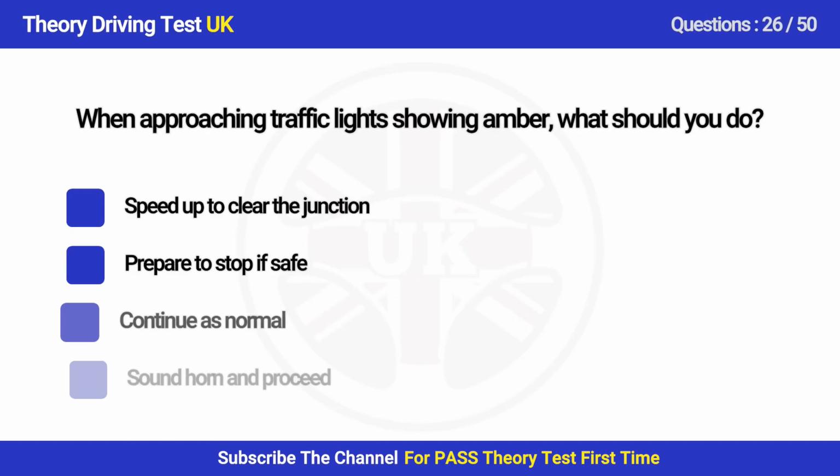Question 26. When approaching traffic lights showing amber, what should you do? A. Speed up to clear the junction. B. Prepare to stop if safe. C. Continue as normal. D. Sound horn and proceed.